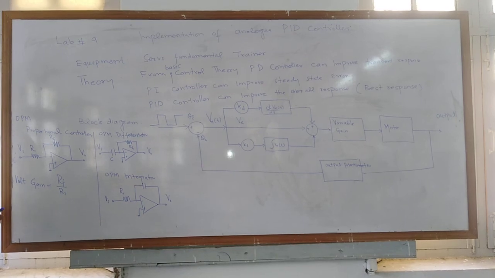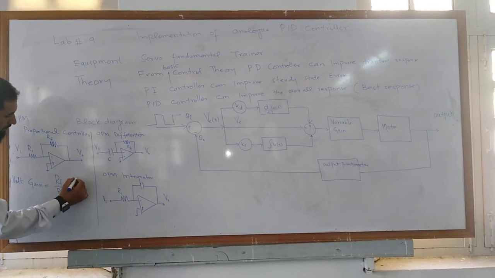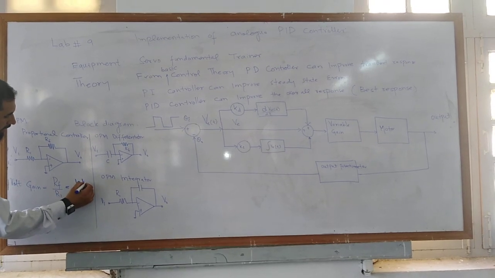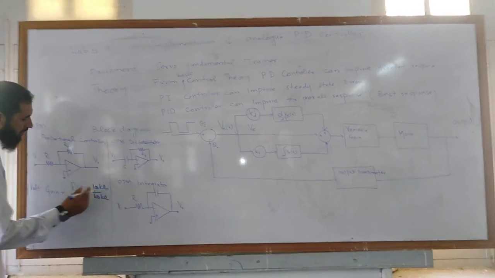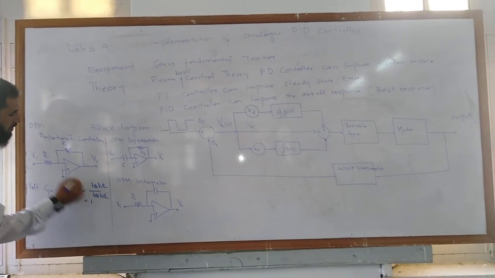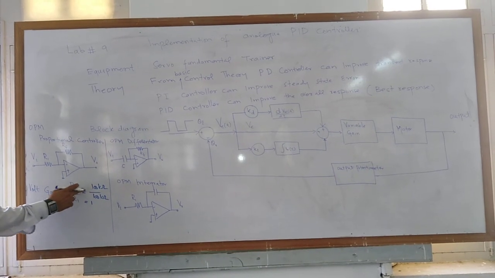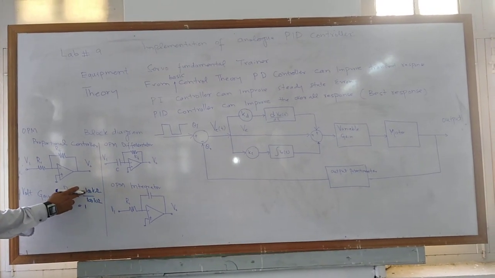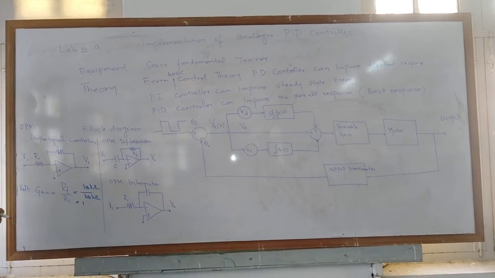If the feedback resistance is 100 kilo ohm, and the input resistance is also 100 kilo ohm, the voltage gain will be equal to 1. Similarly, if the value of the RF resistor is 1000 kilo ohm, the voltage gain will be 10 times.